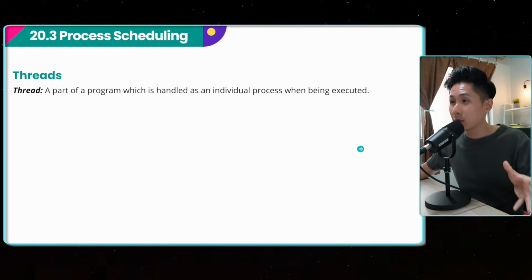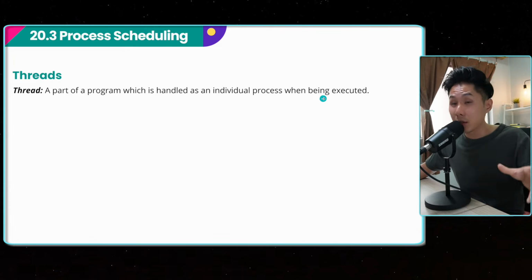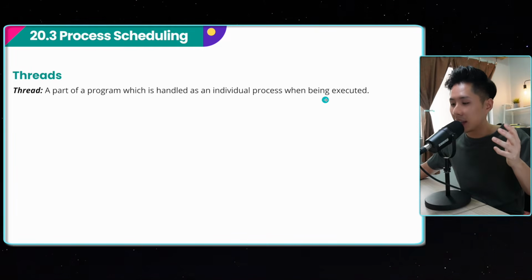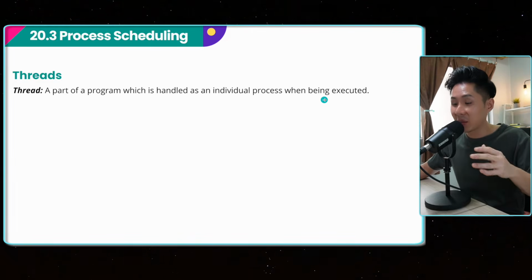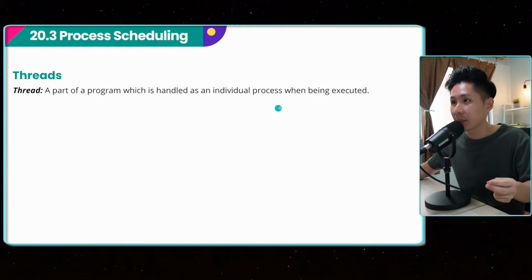Let's look into what a thread is. A thread is a part of a program which is handled as an individual process when being executed. So let's say you're running an individual task, like video editing. That's when there are many processes running behind the hood. So a thread is just one of these processes.